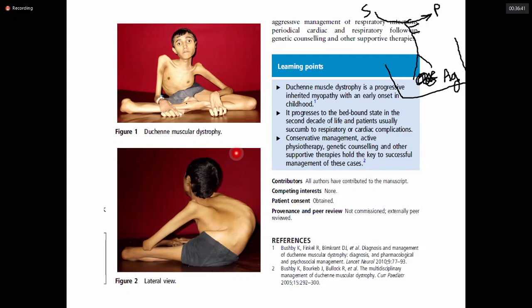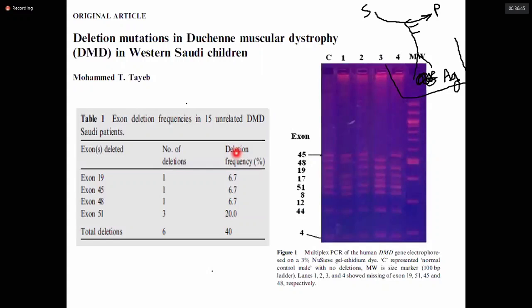That's why it's called Duchenne muscular dystrophy disease. And in another publication that has been found in Saudi Arabia, we can see, just to have an idea about what's called molecular diagnosis. We're talking about what molecular diagnosis means. For example, now I have certain kind of deletions, and I'm looking at a certain exon.